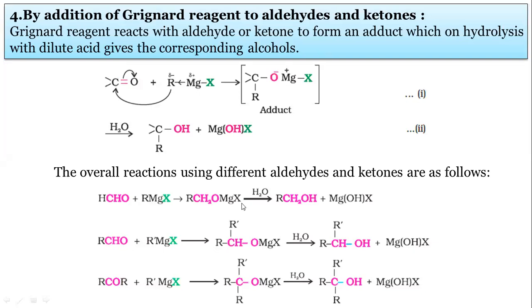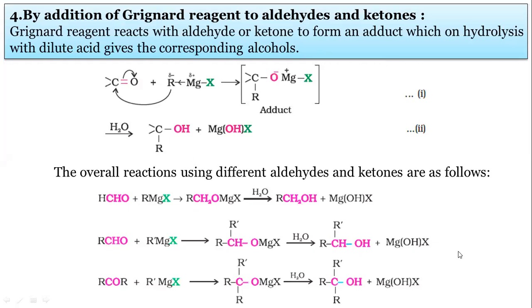So I want to clarify one thing. If you use formaldehyde here, you get a primary alcohol. If you use an aldehyde like acetaldehyde, you get a secondary alcohol. And if you use a ketone here, we get tertiary alcohols. So we can prepare primary, secondary and tertiary alcohols by using Grignard reagent. Remember, this is a very important method. Make a star there in your textbook also.